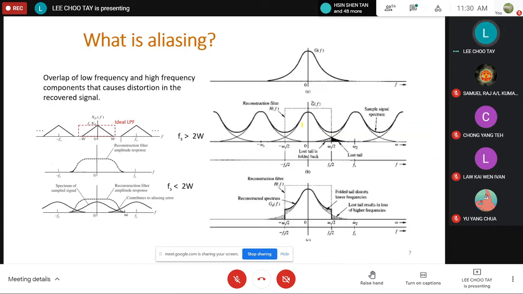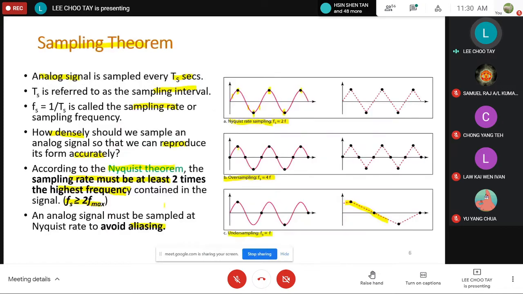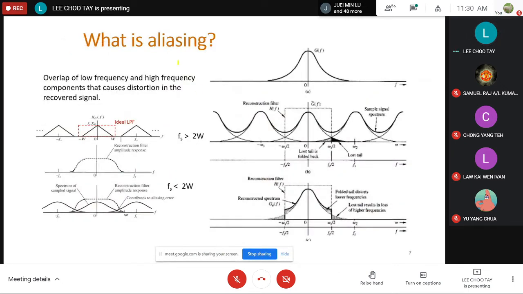If we don't sample at 2 times the highest frequency in the signal itself, we will have an aliasing problem. So what is the aliasing problem? Aliasing basically is the overlap of the low frequency and high frequency components in our signal that causes distortion in the recovered signal.